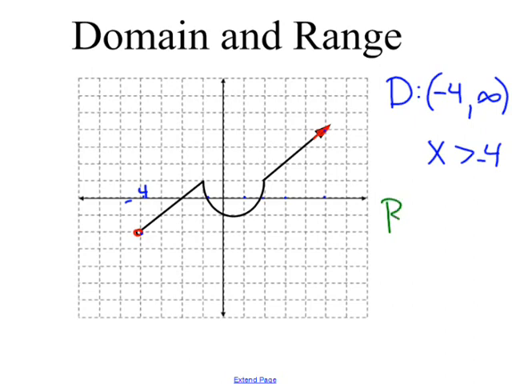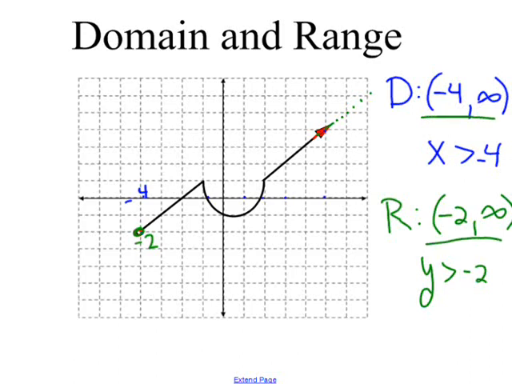Now looking at the range, what is the smallest y value taken on by this graph? And again, it looks like it gets really, really close to negative 2, but does not include negative 2. And then the y values are just going to increase forever. So again, it's going to go up without bound. And so we use parentheses on both ends. And if we're using inequality notation, we would write strictly y is greater than negative 2. So you can either write that or you can write that. You don't need to write both of them.